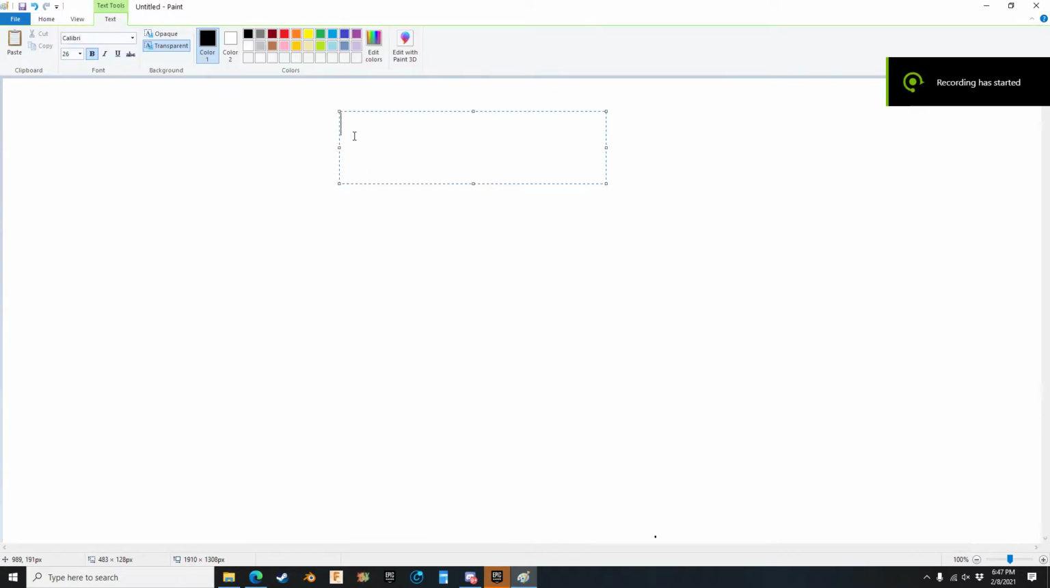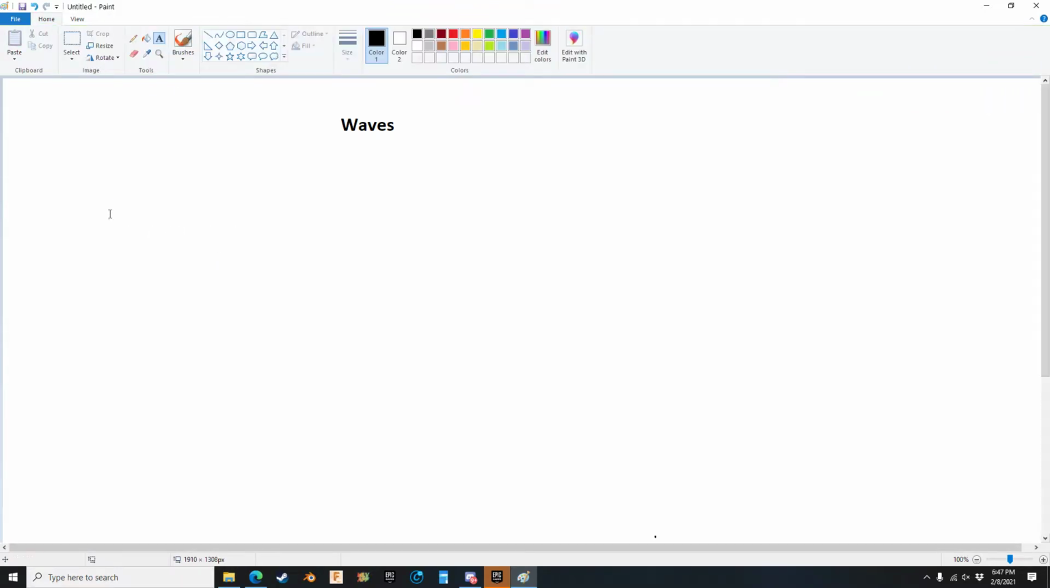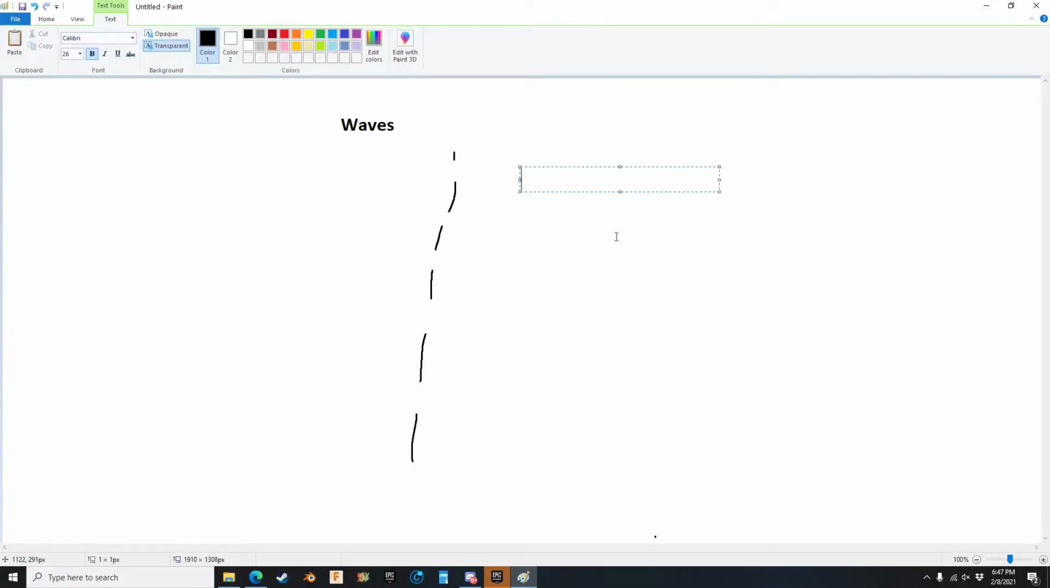So in today's lesson, we will be doing waves. What are waves? We have two types of waves. Let me write it down in text. We have transverse, and we have longitudinal.